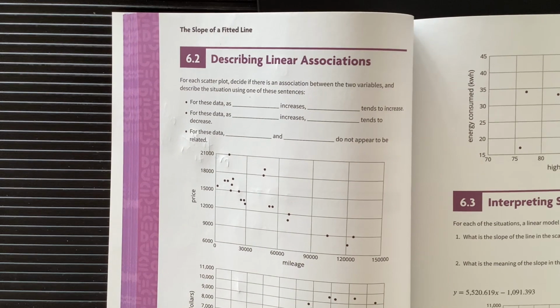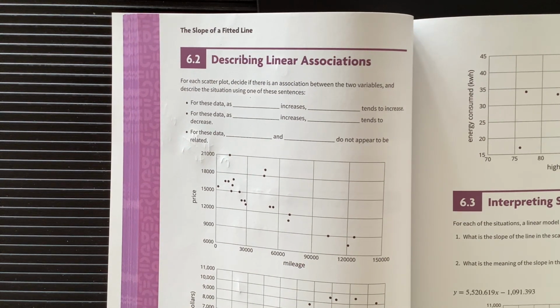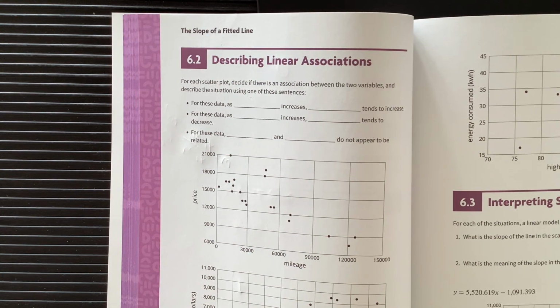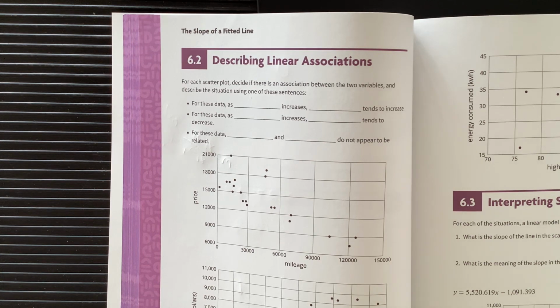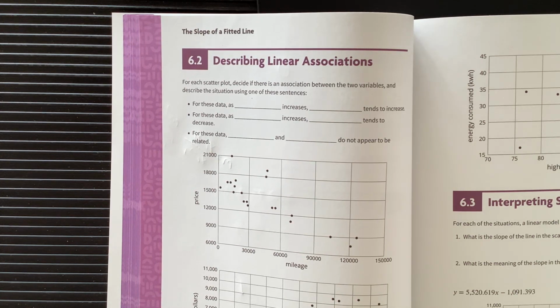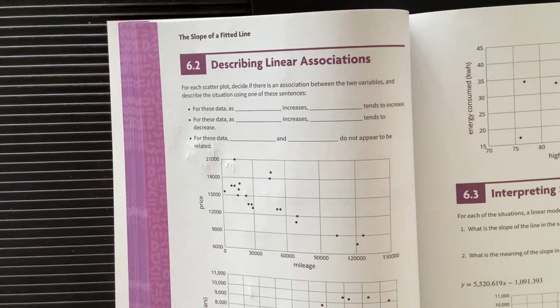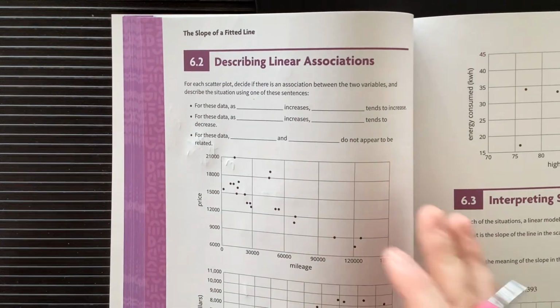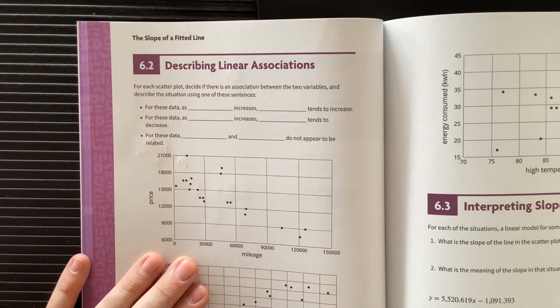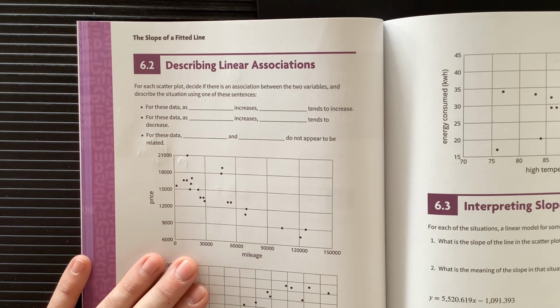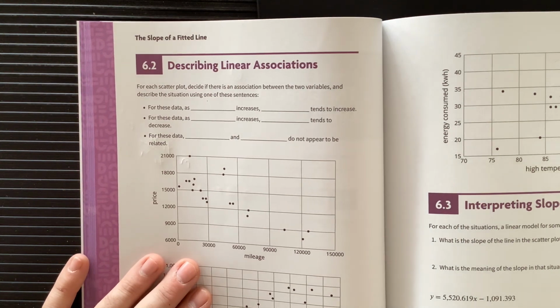Question number 2. Would you read that, please? Yes. For each scatter plot, decide if there is association between the 2 variables and describe the situation using one of these sentences. For these data, blank increases, blank tends to increase. Blank increases, blank tends to decrease, and then one of them is not related.